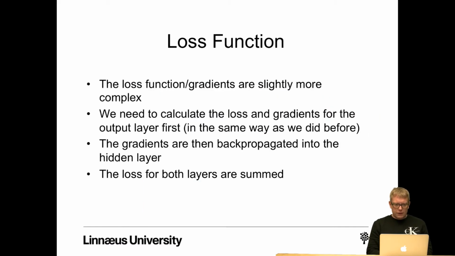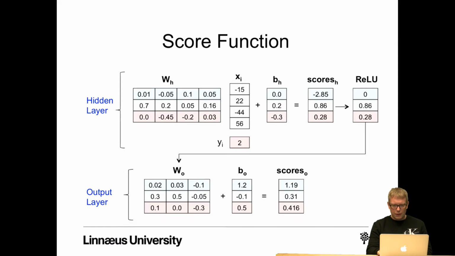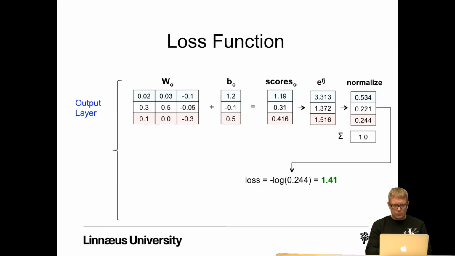The loss function and gradients are slightly more complex. We need to calculate the loss and gradients for the output layer first in the same way as we did before, and the gradients are then backpropagated into the hidden layer, and the loss for both layers are summed. So what we did before is that we had the output layer, we have the scores, and we calculate the log probabilities, and we normalize the log probabilities. And we calculate the loss, which is 1.41. That's exactly what we did before.